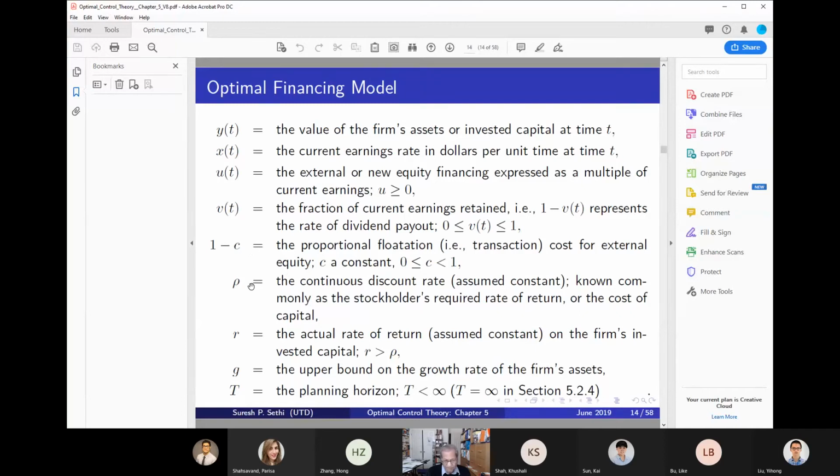Rho is the discount rate, which is also similar to what the stockholders require. It is called the cost of capital. It is the stockholders' required rate of return.